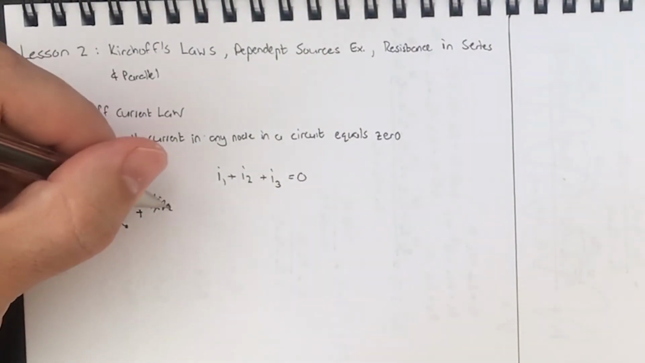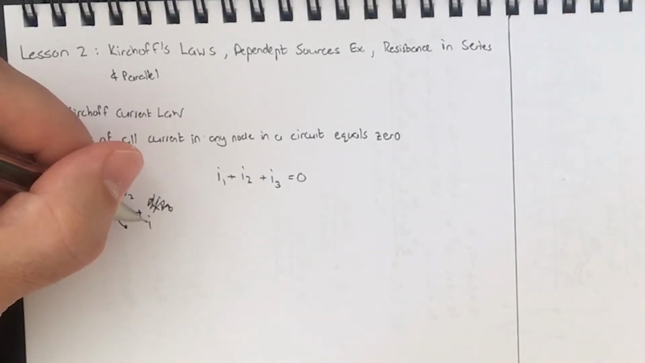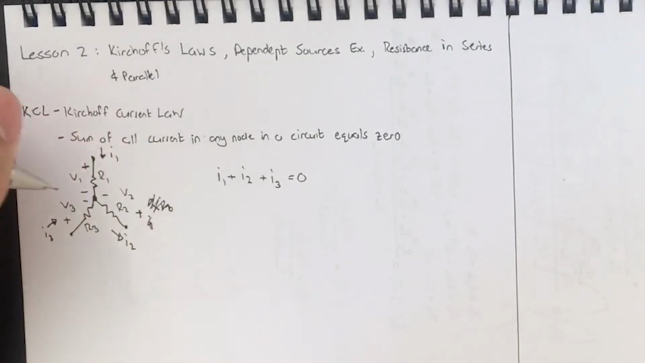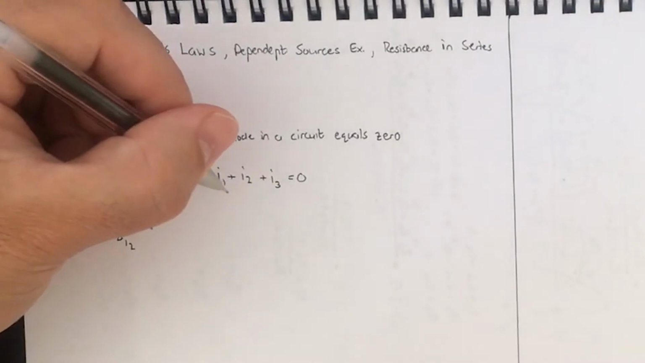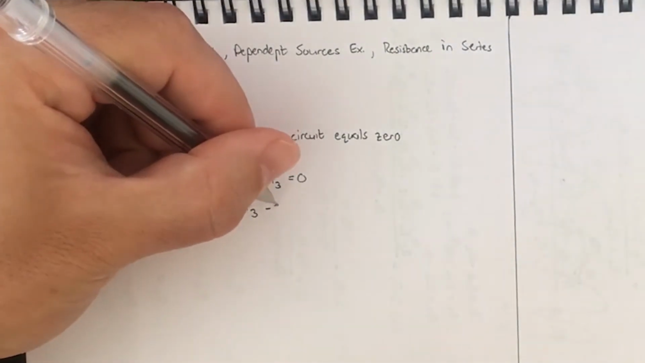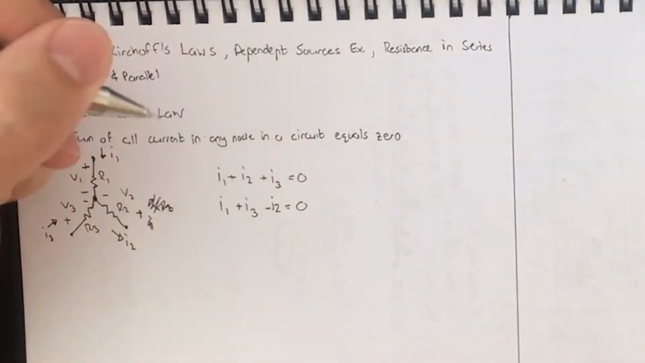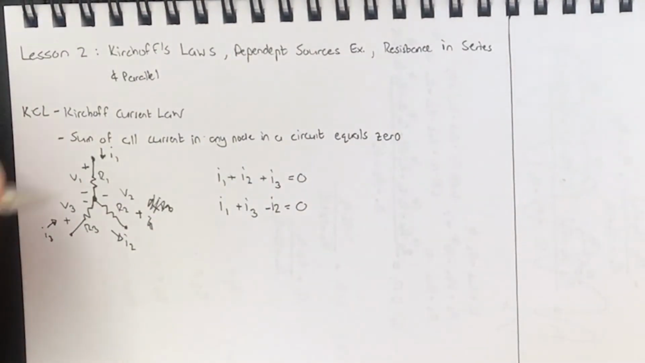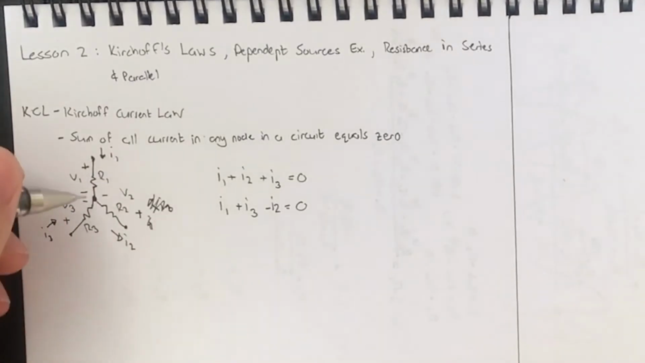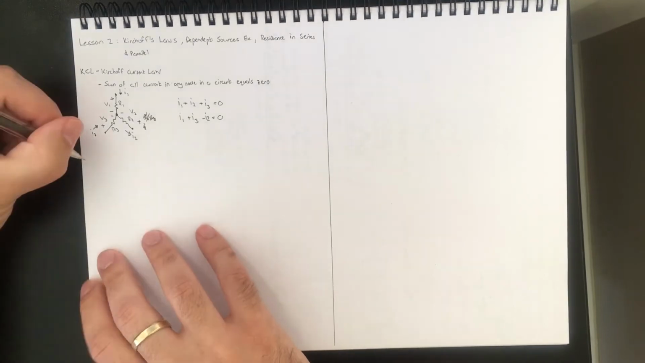If we had defined I2 flowing out of the circuit, obviously we would change the orientation of V2, but then we would write I1 plus I3 minus I2 equals 0. So that would be current I1 and I3 flowing into the node is equal to the current I2 flowing out of the node. Wonderful. As simple as that.